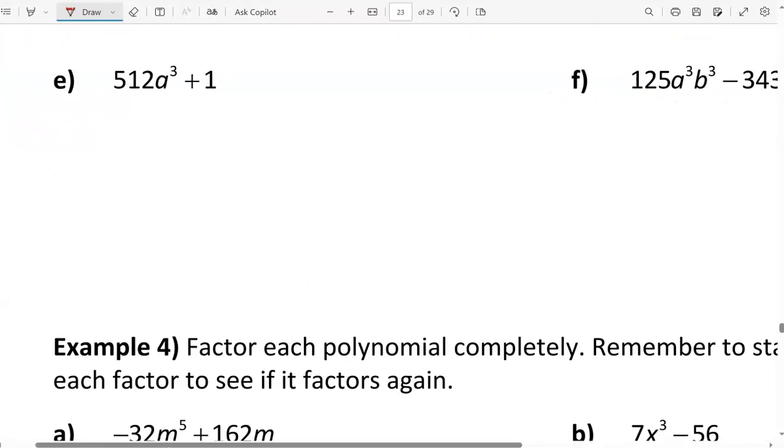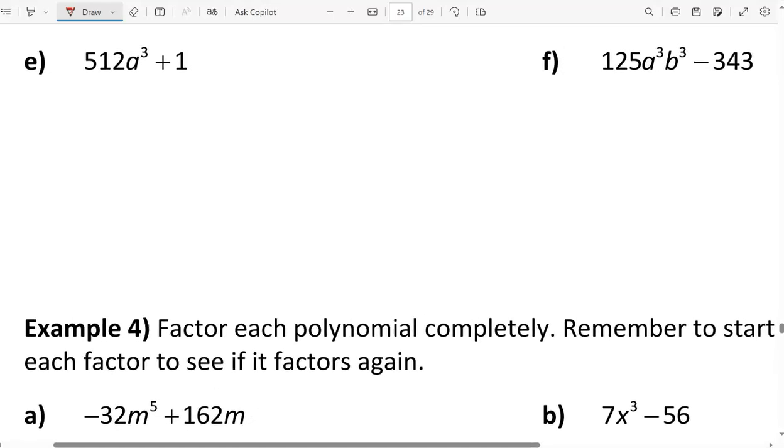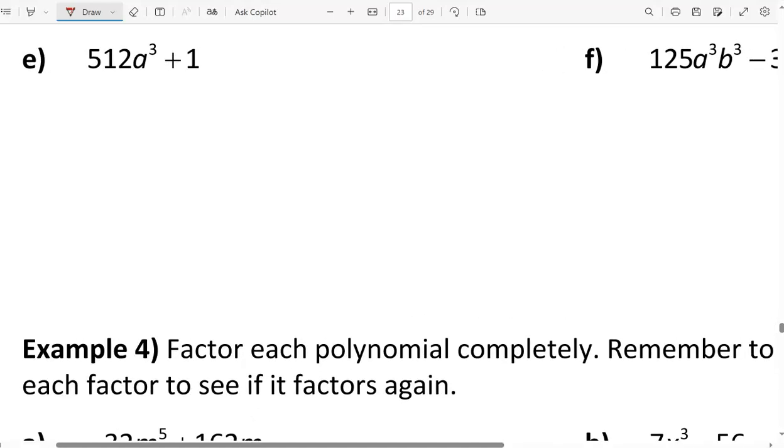All right, in E. Why don't you pause the video at this point and have you try this one on your own? So let's pause the video while I try this.